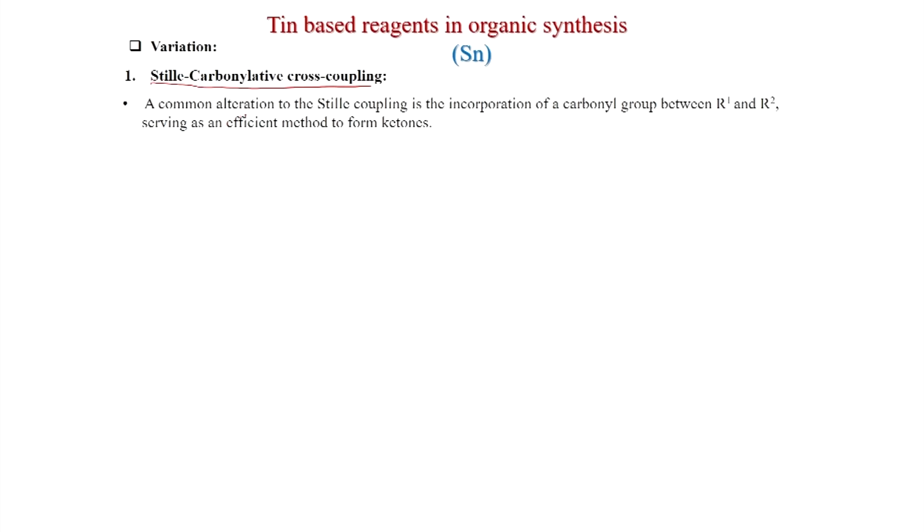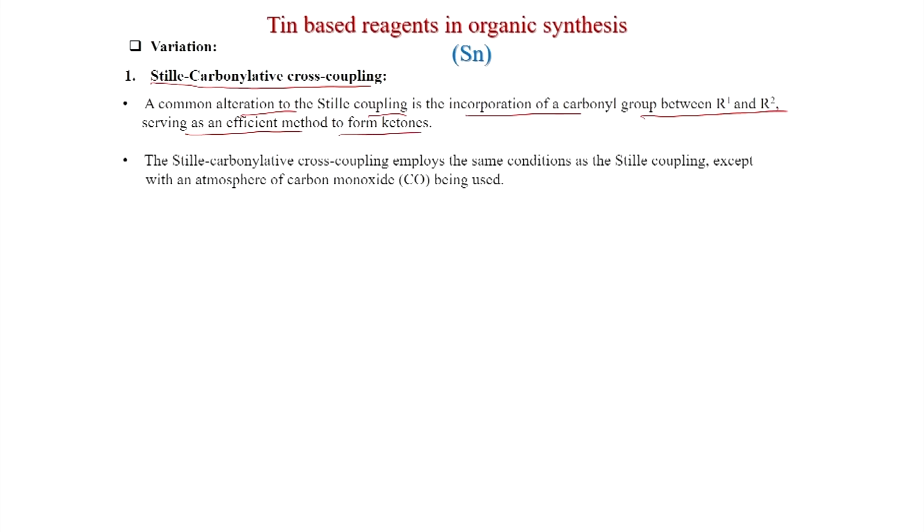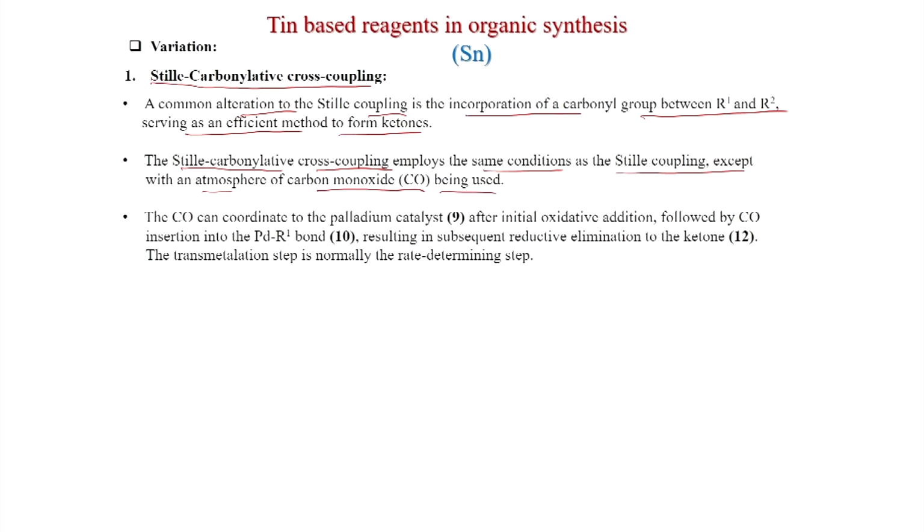A common alteration to the Stille coupling is the incorporation of a carbonyl group between R1 and R2, serving as an efficient method to form ketones. The Stille carbonylative cross coupling employs the same conditions as the Stille coupling, except with an atmosphere of carbon monoxide being used. So, the carbonyl group is coming from the carbon monoxide here, and the carbon monoxide can coordinate to the palladium catalyst after initial oxidative addition.